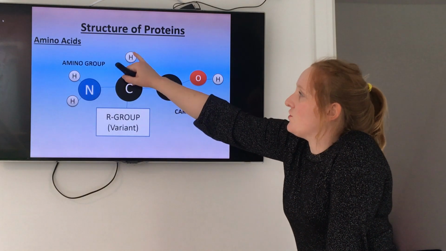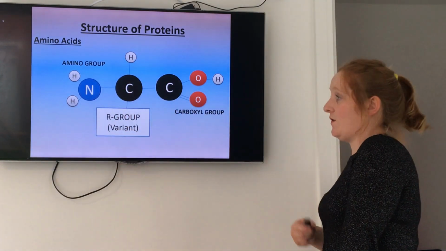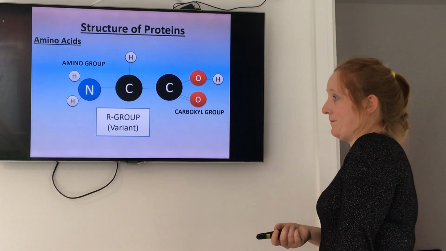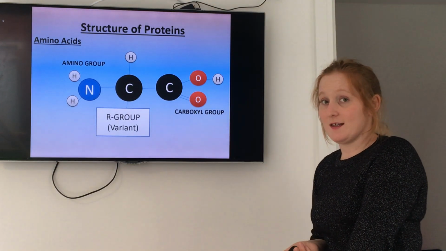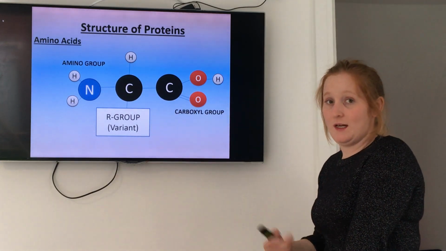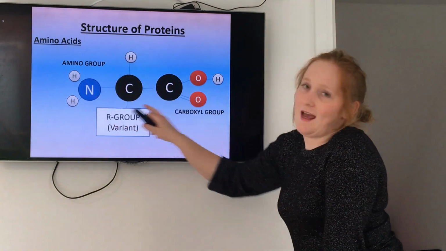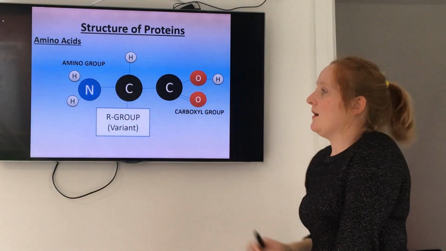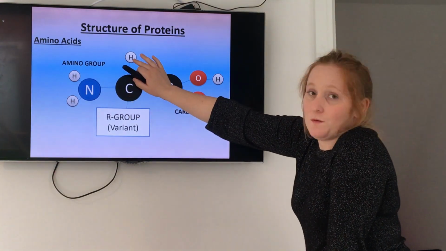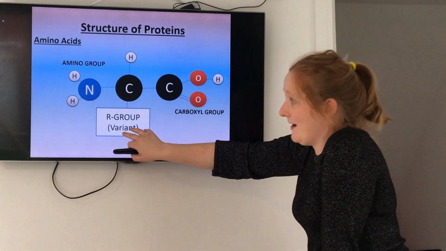You have an H on the central carbon, and then your R group is your variant. So this is what is different between each amino acid. There are 20 different types of amino acids that you can possibly have, and it is the R group that is different between each of these amino acids. This bit here is always the same, this bit here is standard. So just to go through that again, you've got your central carbon, which is bound to a hydrogen, and then your R group, which can be different between every amino acid.